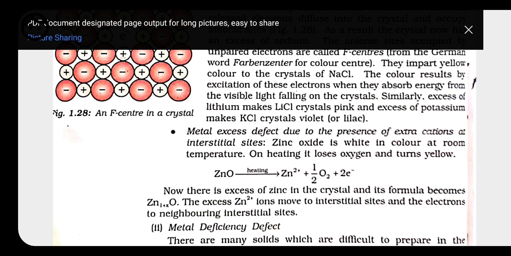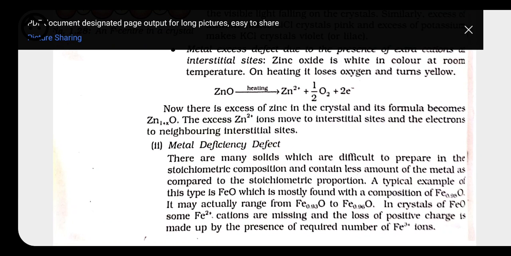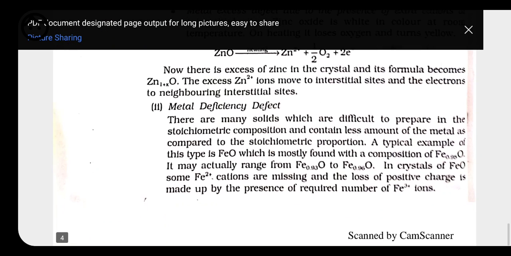Okay, so here also the same changes we may find: because of the presence of some extra electron, there is an increase in the electrical conductivity. It is also paramagnetic in nature, and it also shows color in the crystal. These are similar to the above one only. That's why I explain it in a very brief way. Now the last of this one, that is the metal deficiency defect.